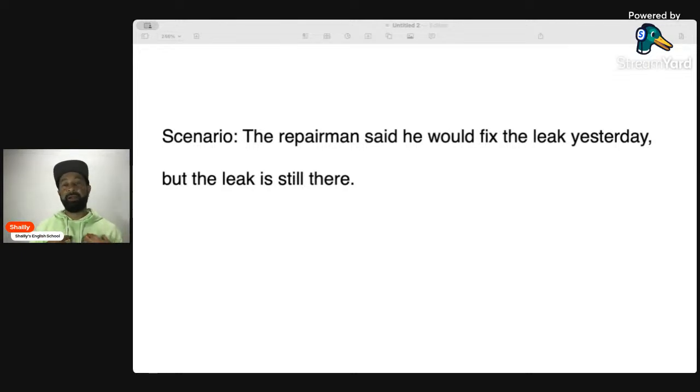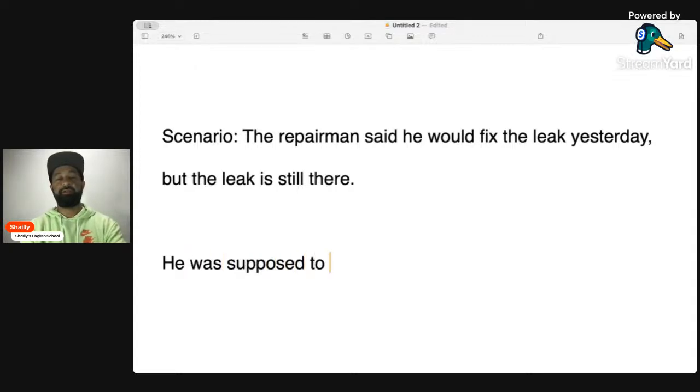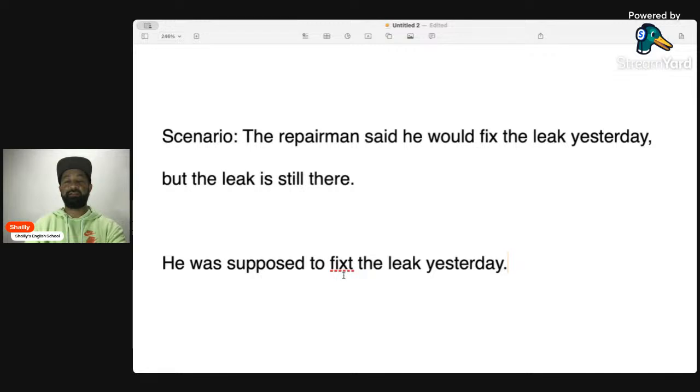So here, the repairman said, I will fix the leak today. And that was yesterday. But today, the leak is still there. The repairman didn't do what he planned to do. So maybe my sentence would be, he was supposed to fix the leak yesterday.